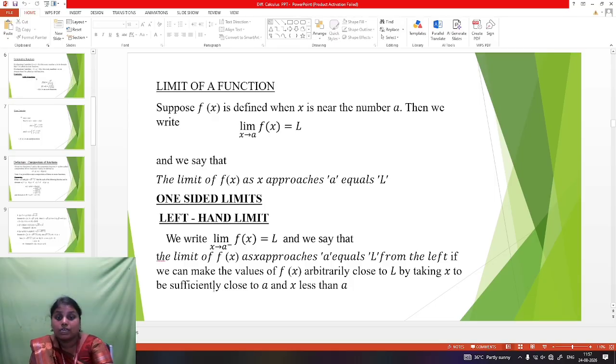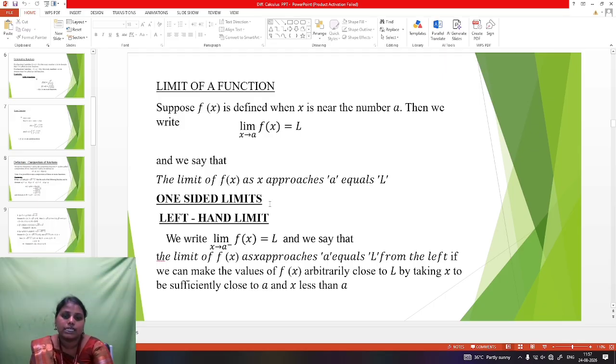f of x is a function; when x approaches a, we replace x with a, and we get some constant value, capital L. We say that the limit of f of x as x approaches a equals L. This is the limit of a function: a function applied with x replaced by some value gives a constant value.